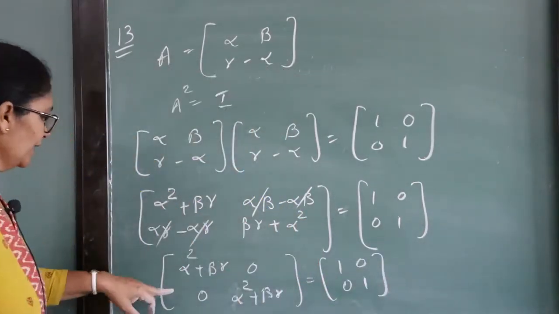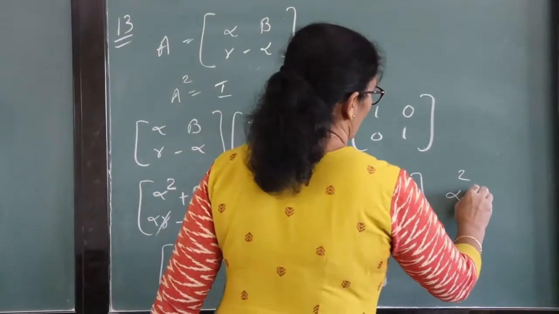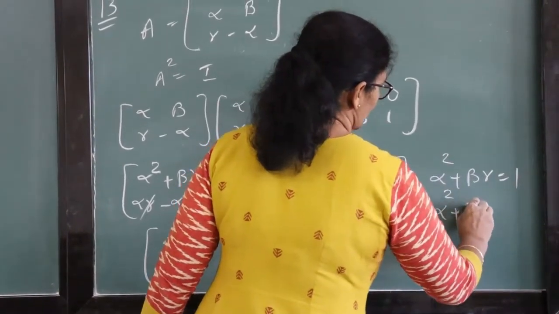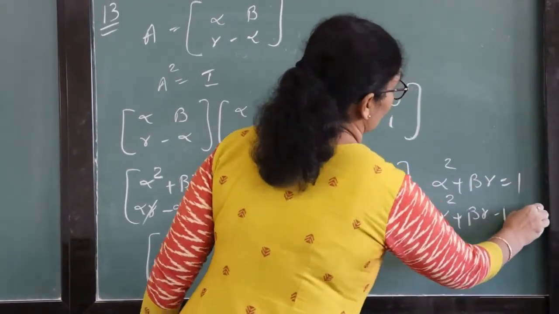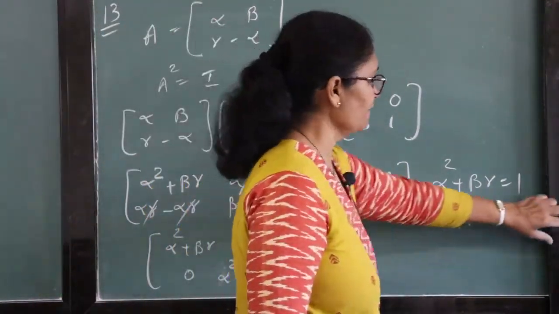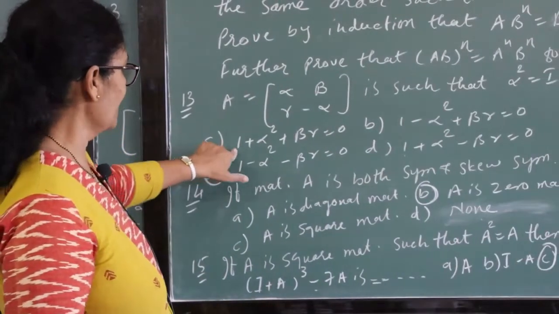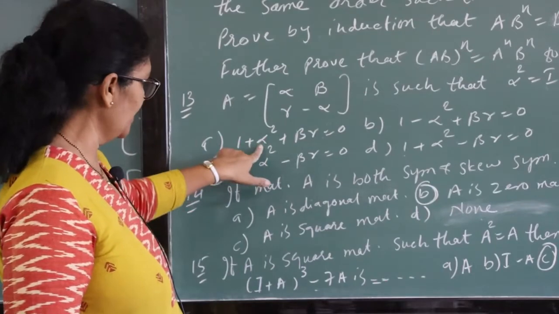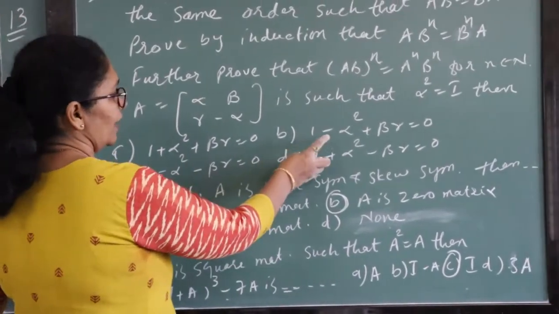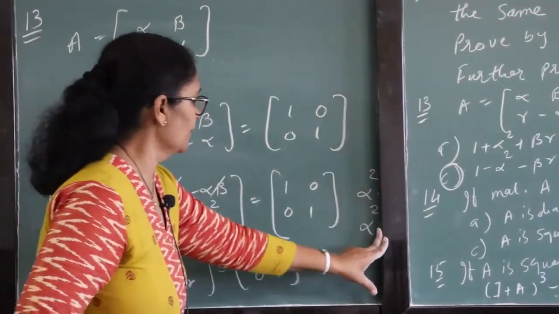So which result you get? Alpha square plus beta gamma equal to 1. Or you can say alpha square plus beta gamma minus 1 equal to 0. If it is not given in the options, then check. In options we have alpha square plus beta square, 1 plus alpha square plus beta gamma, so we cannot choose it. We cannot take 1 minus alpha square because the sign of both is the same here.